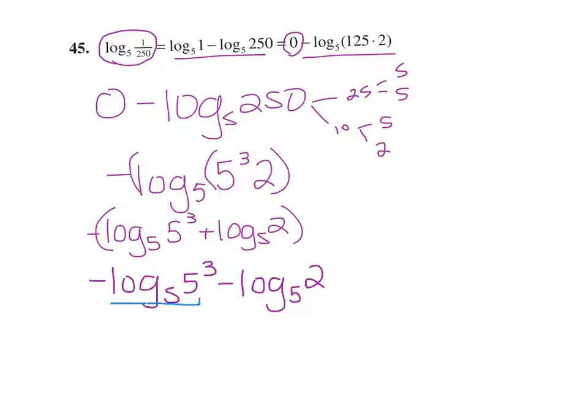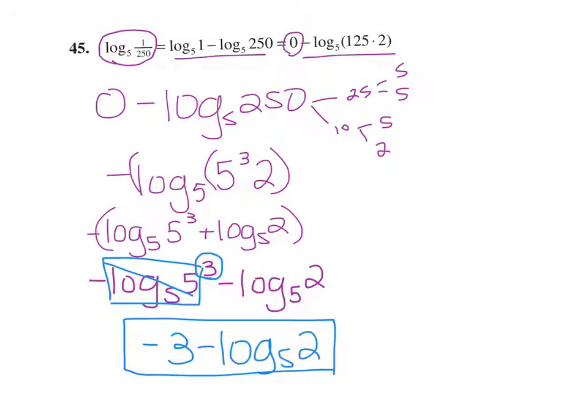Now this can be simplified, right? Log base 5 of 5 would cancel out and leave me with my exponent. And I end up with negative 3 minus log base 5 of 2. 5 cannot be raised to a power to give you 2. So it stays like this. So if you have one that does not go in evenly, you've got to break it down to the point that it makes sense. And then simplify as much as you can. Questions?